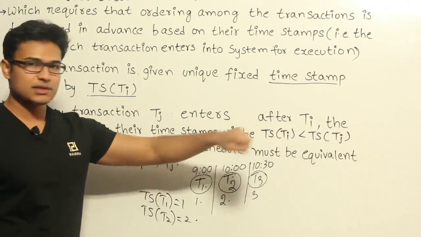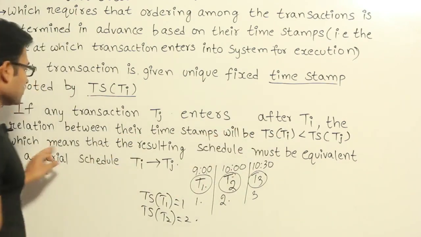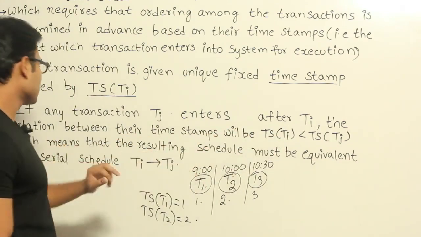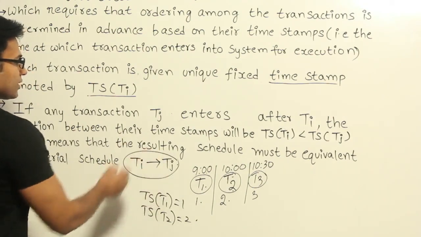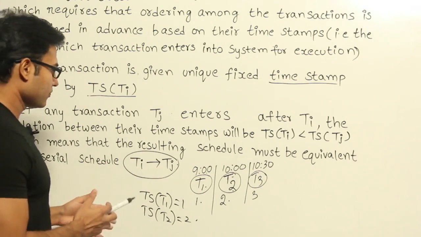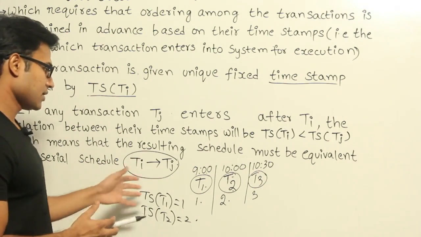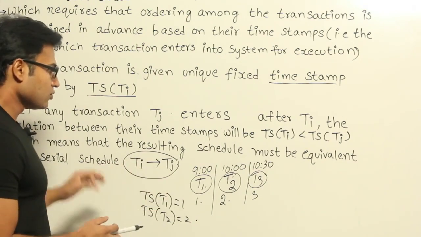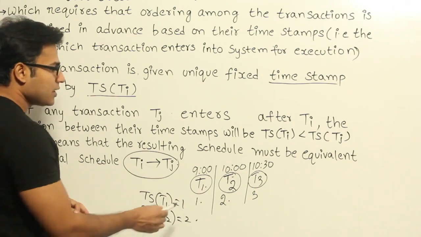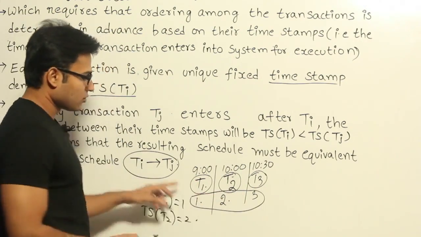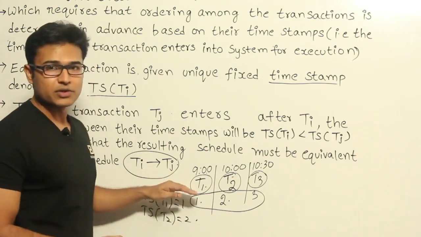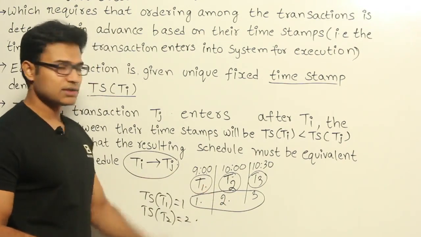Timestamp of Ti will be less than timestamp of Tj, which means the resulting schedule must be equivalent to the serial schedule Ti to Tj. So the entire reason we are doing this whole process is to make sure that the order in which you have given these timestamps, we are going to generate the schedule or allow the schedule only in this order.